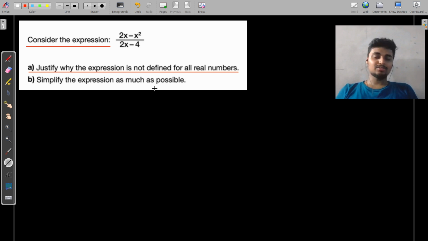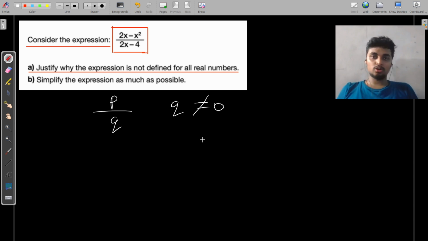As we can see, this is a fraction-based question. And as you all know, the denominator of any fraction can't be zero. For example, if we have any expression in the form of P by Q, here Q can't be equal to zero. You have to remember this. So if we have to find any value which is not acceptable for this expression, it can be found this way: the denominator can't be equal to 0.